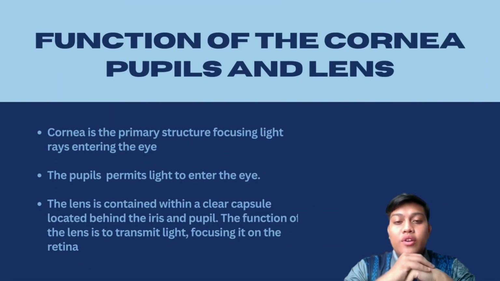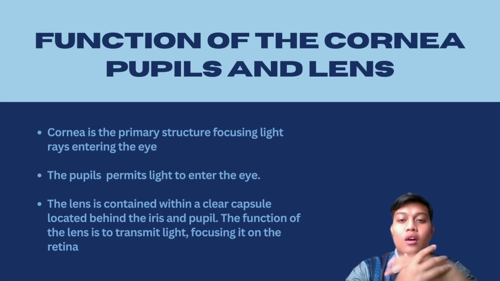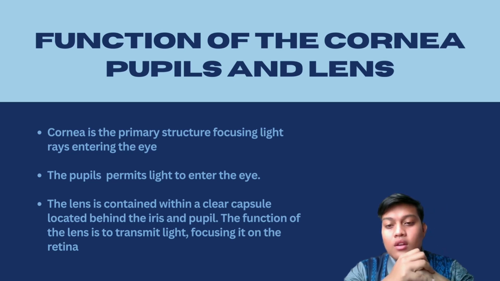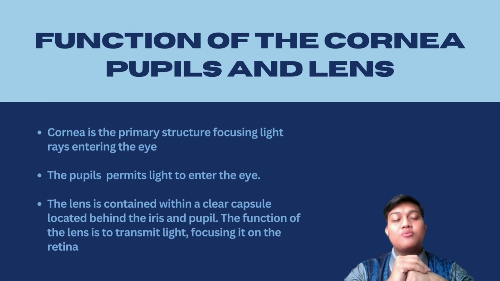The function of the cornea, pupil, and lens. The cornea is the primary structure focusing light rays entering the eye, while the pupil permits light to enter the eye. The lens is contained within a clear capsule located behind the iris and pupil. The function of the lens is to transmit light, focusing it on the retina.